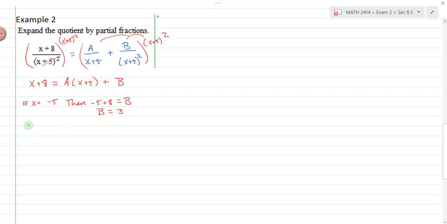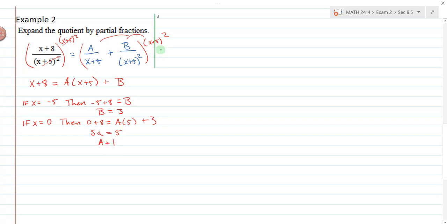Then I've got to pick another number for x. What do you want to let x be equal to now? 0 is a good number. Arithmetic is easy with zeros, right? If it's available, use it. If x is equal to 0, then we get 0 plus 8 equals a times 5, and we said b was equal to 3. So to solve this, I would get 5a equals 5. So what is a equal to?